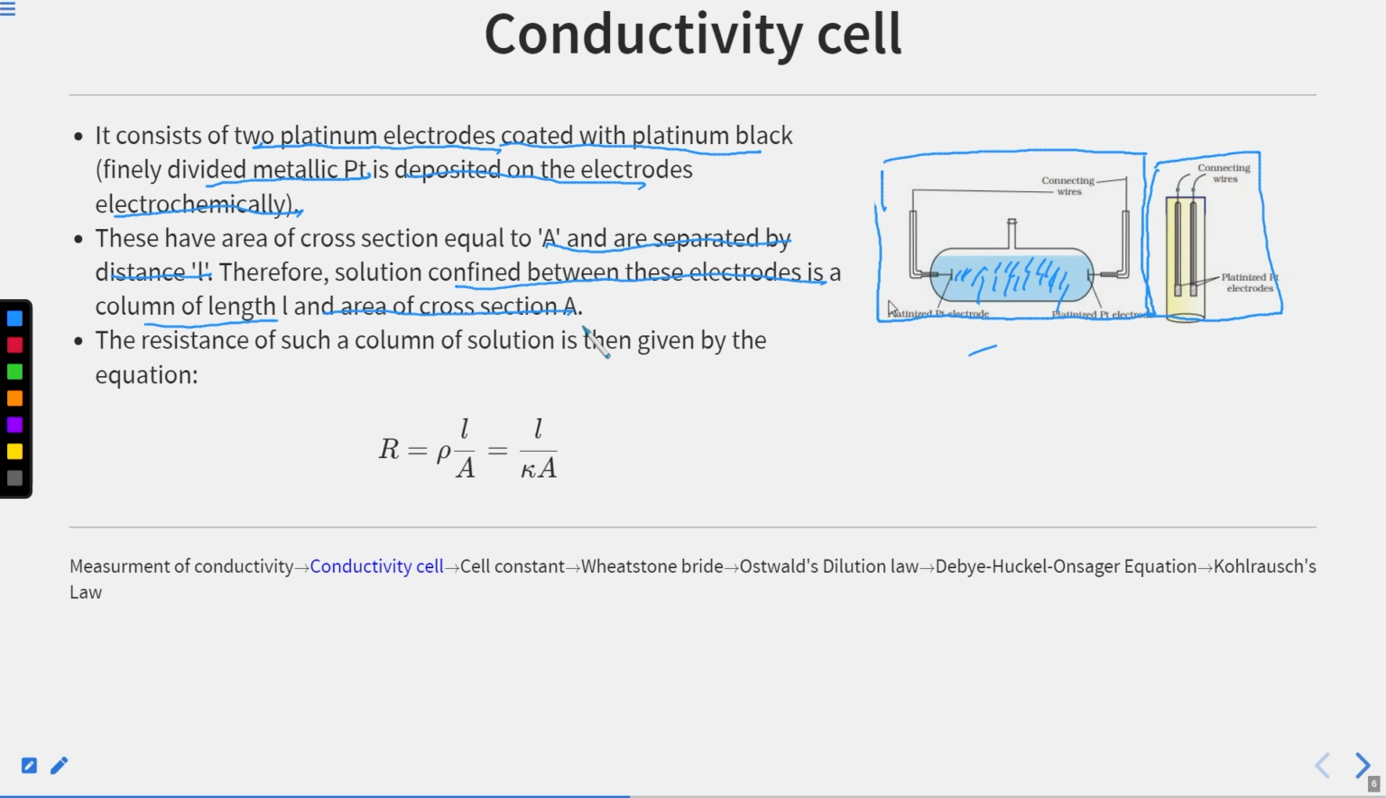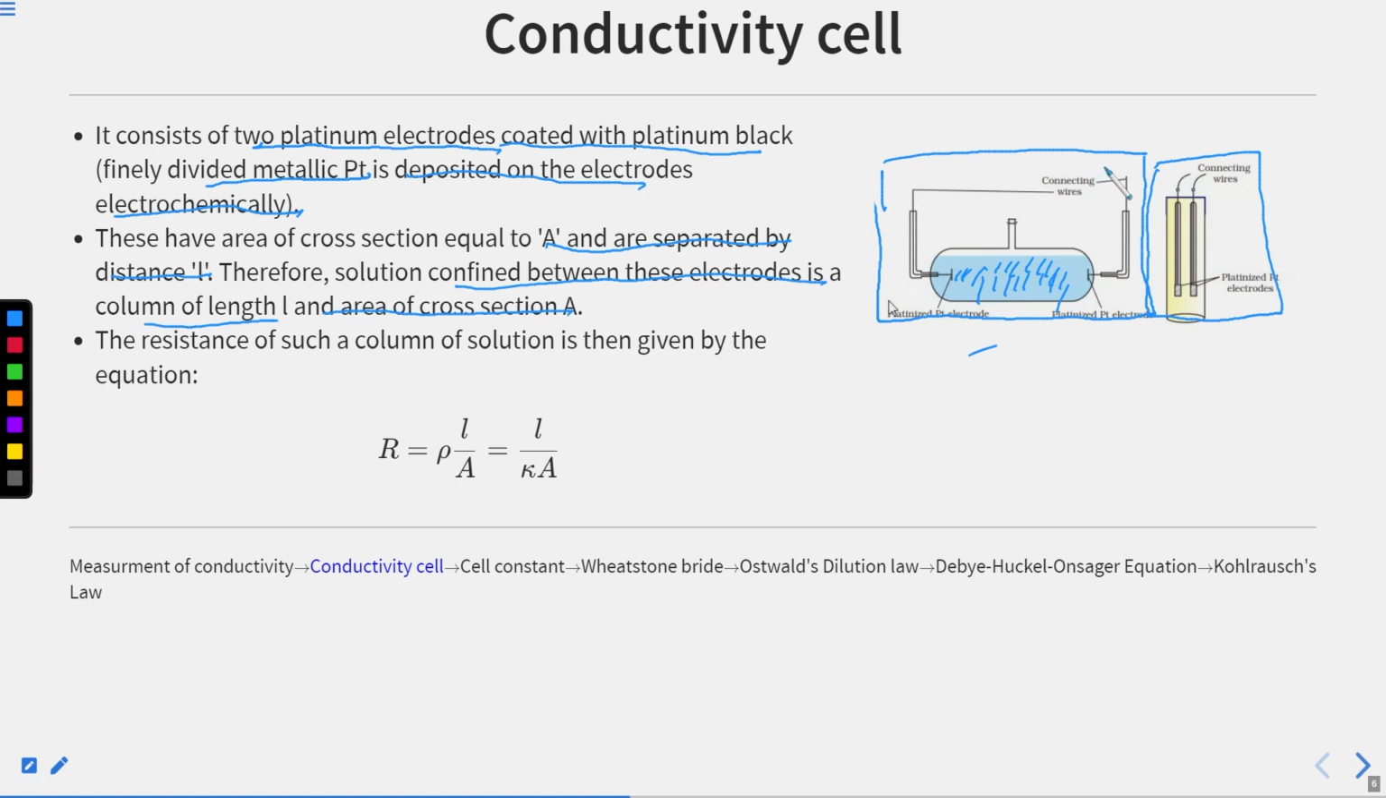Now, what is the utility of this conductivity cell, or what makes it easy? First of all, see the portability and the design of both of these conductivity cells. You can imagine that they are much more portable than our usual cells. Second, we can connect this wire directly to our AC current. Is this clear? So this is our diagram for the conductivity cell.